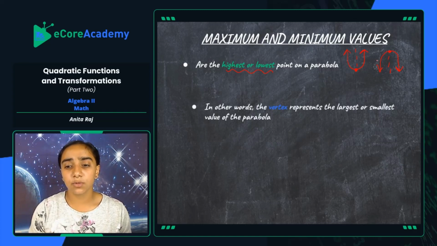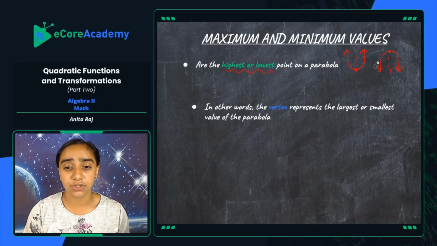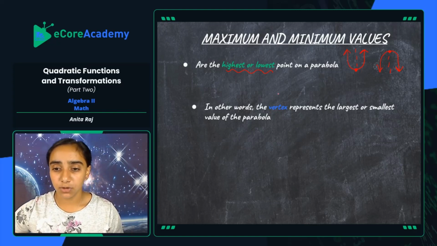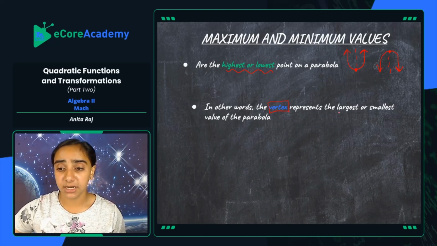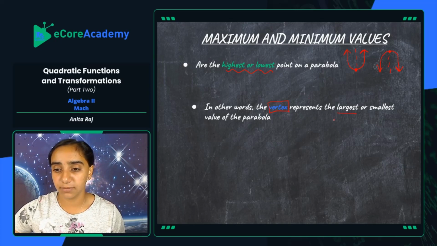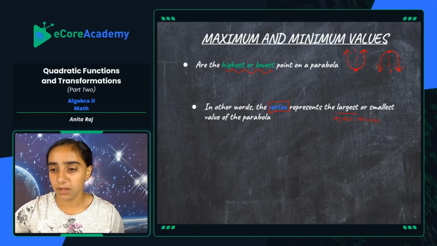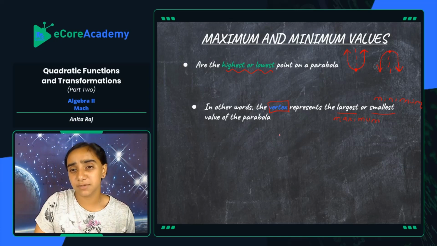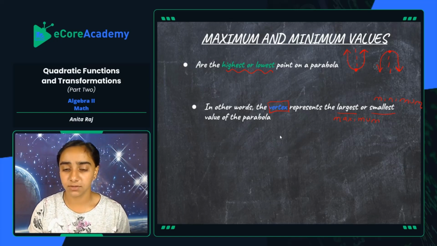Okay. In other words, the vertex represents the largest or smallest value of the parabola. So the important word here would be your vertex. Your vertex is very important when it comes to your parabolic graph. Like I just said, it represents the largest, which is your maximum. Let me just write maximum underneath it. Maximum, or your smallest, which is your minimum value of the parabola. So your vertex pretty much denotes these two values.